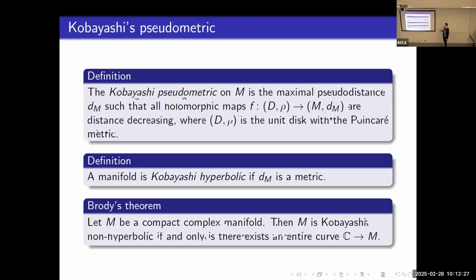And we were just talking about Brody's theorem, that you can characterize when M is Kobayashi hyperbolic, if it is compact. Kobayashi hyperbolicity is equivalent to non-existence of entire curves. But because today we'll talk about non-hyperbolicity, I reformulated it. If M is Kobayashi non-hyperbolic, then this is equivalent to saying that there exists an entire curve from C to M.